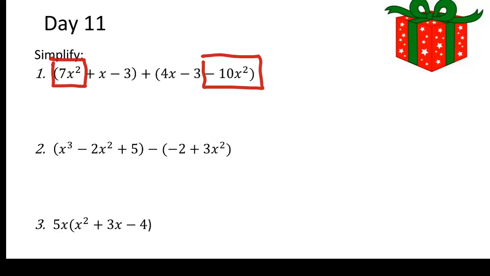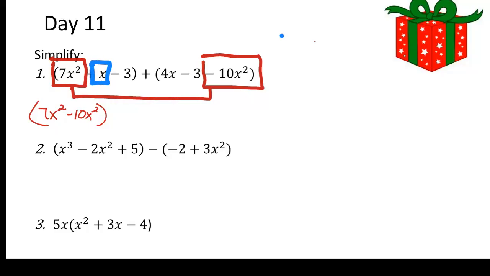I'm going to move this and this together. Maybe I could rewrite them. So I can say 7x squared minus 10x squared. Okay, I can put these two together. And then I can put this x together with 4x, right? Those are like terms. Make sure you pay attention to the signs in front of them.